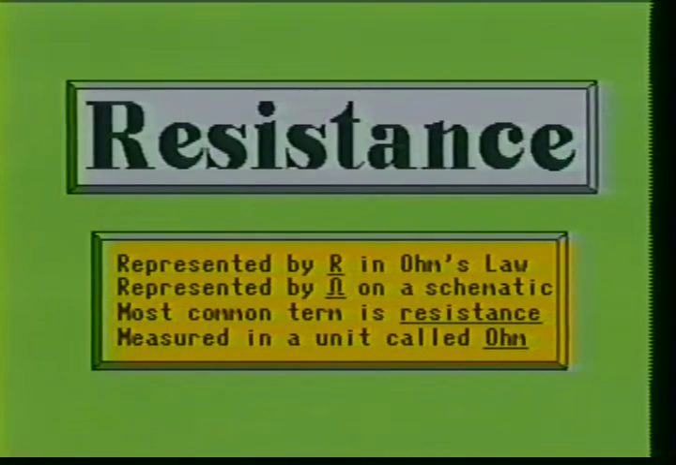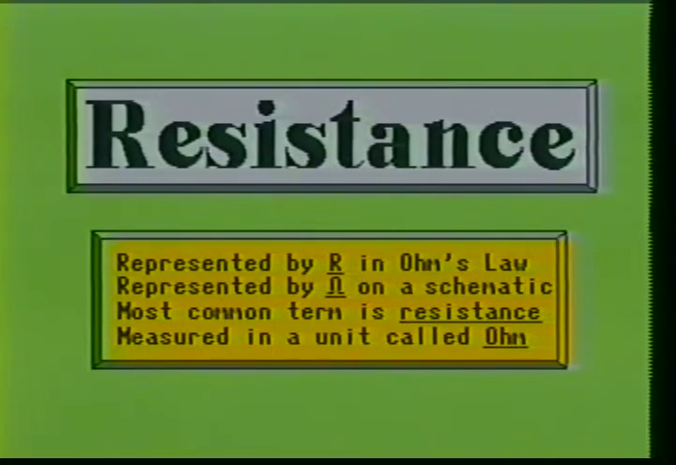The next variable we shall look at is the resistance, which is represented by the letter R in the Ohm's law equation. Resistance is the opposition to the electron flow in the circuit and is measured in a unit called the ohm.